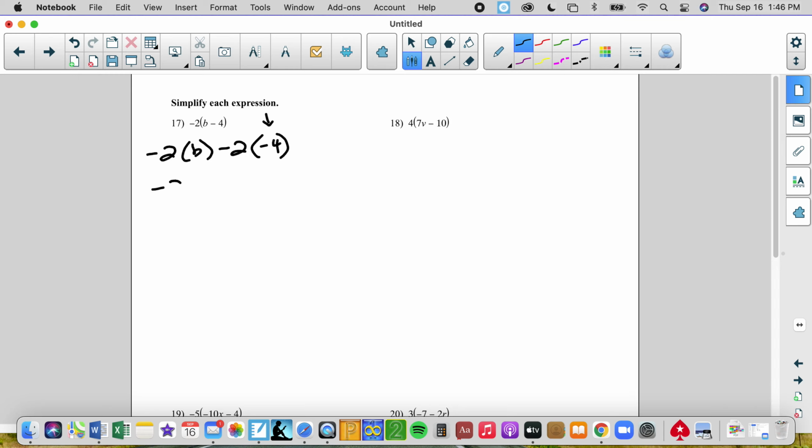So -2 times b is -2b. -2 times -4 is +8. Takes 2 seconds to write that line, this line right here. We should do it. Don't look to cut corners already. It's only week 2. So we have 4 times the 7v plus 4 times negative 10.